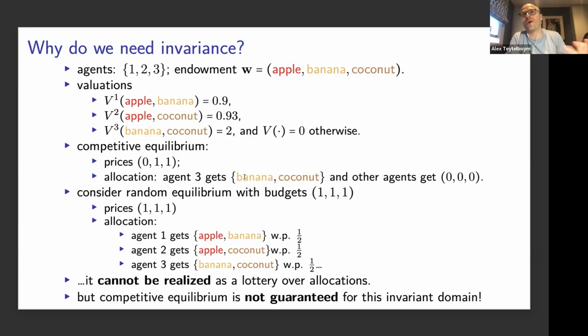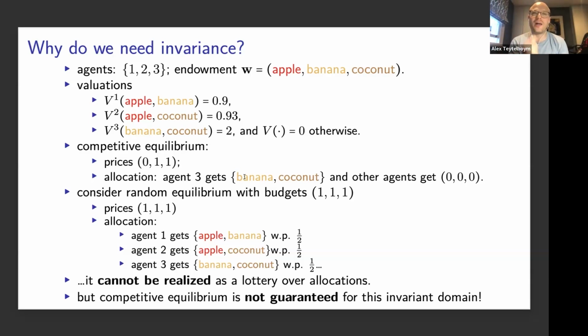But it's also very obvious that this allocation cannot possibly be realized. I'm sorry, this allocation of lotteries cannot be realized. This equilibrium cannot be realized as a lottery over actual allocations. There is no way to have a lottery that is going to match what the agents want in this case, right? And the reason is the following.